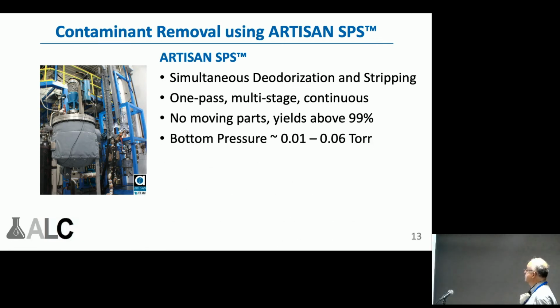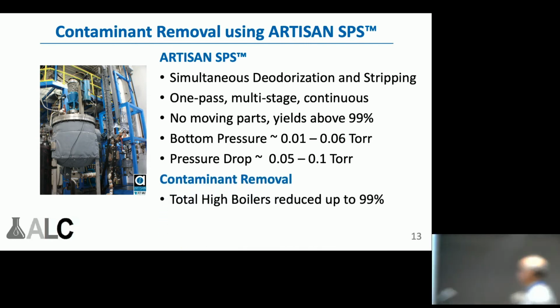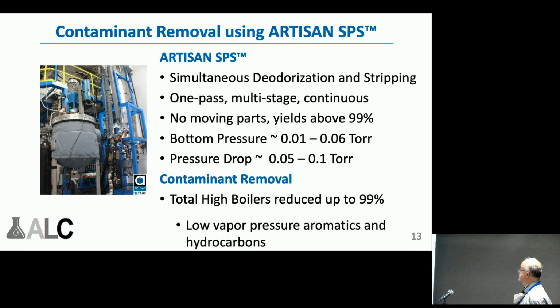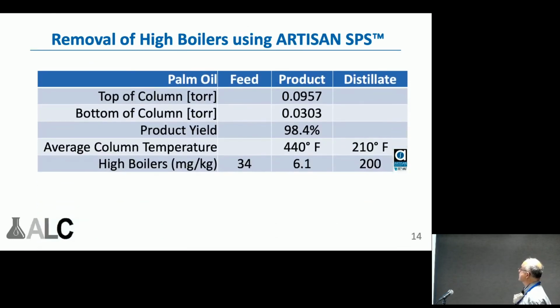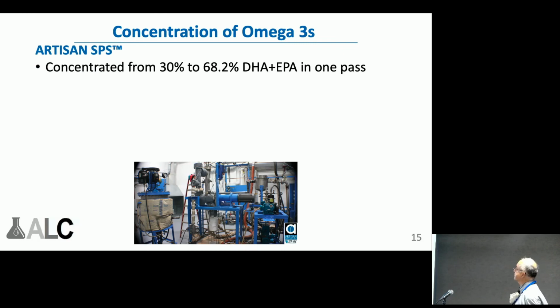So there are no internal moving parts, so we can make them as big as we want for larger capacity, and as much vacuum as we want to input in there. So very efficient way to process this. And these are just some examples of how we remove these what we call high boilers, basically higher boiling contaminants.